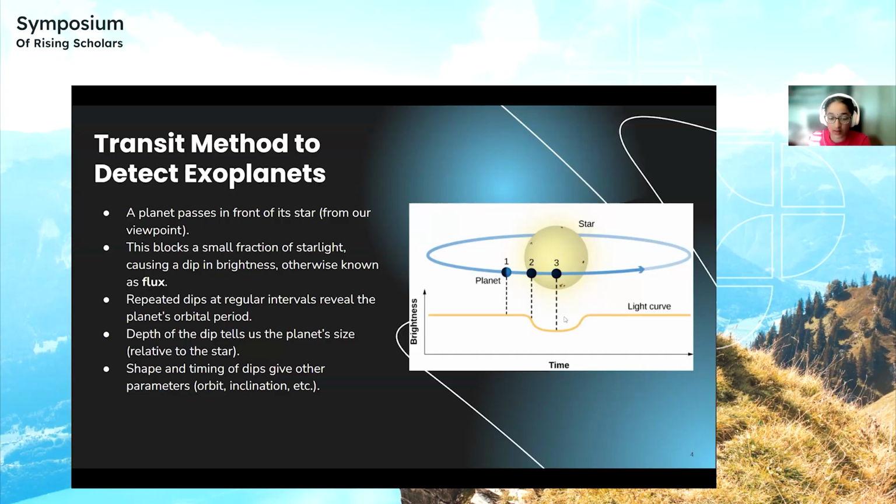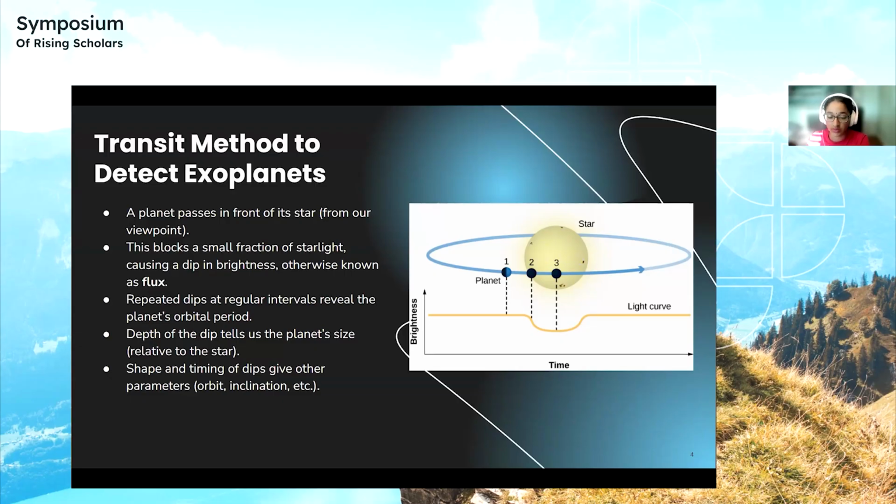But this method comes with challenges such as noise from the telescope and the star, which can obscure the signal, and also multiple planets overlapping. And this makes the dips from each planet harder to separate. So translating from dips in brightness to actual planetary parameters like the orbital period and its inclination is a complex nonlinear process, and this is where machine learning can help.